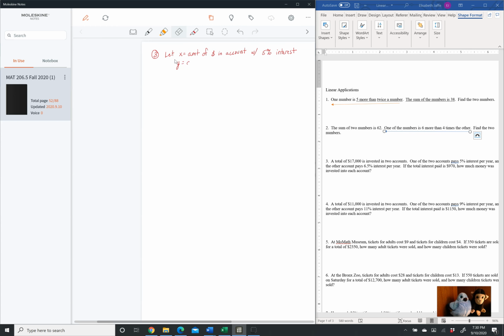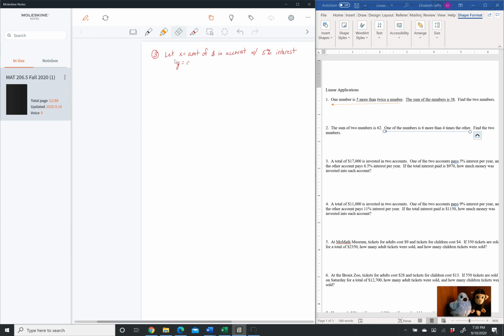Okay, and Y is the amount of money in the account, and you can feel free to abbreviate account ACCT, with 6.5% interest. So these are our two variables. Okay. Now let's reread this problem. A total of $17,000 is invested in two accounts. One of the two accounts pays 5% interest per year, and the other account pays 6.5% interest per year. If the total interest paid is $970, how much money was invested into each account?